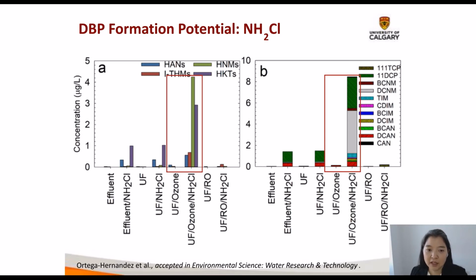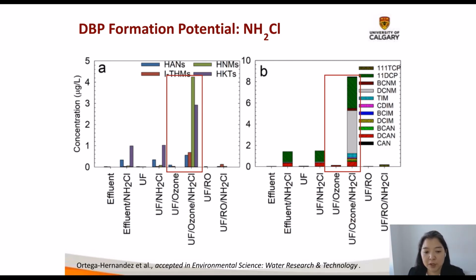And so the highest DBP class includes halonitromethane, followed by haloketones, iodo-THMs, and haloacetonitriles. And so if we compare the haloacetonitriles between the UF and ozone, before ozone and after ozonation, we see an increase, a small increase of haloacetonitrile formation, and this is not usual or observed in other studies.